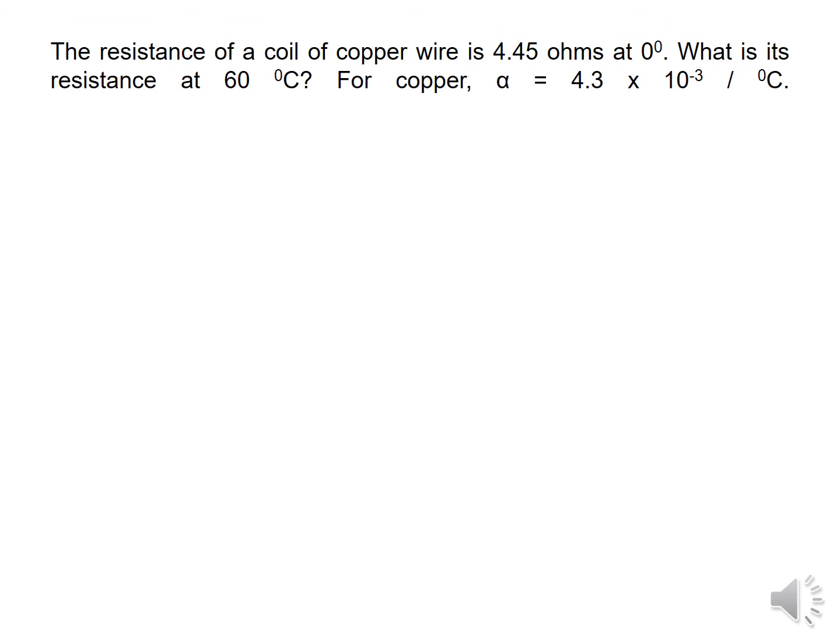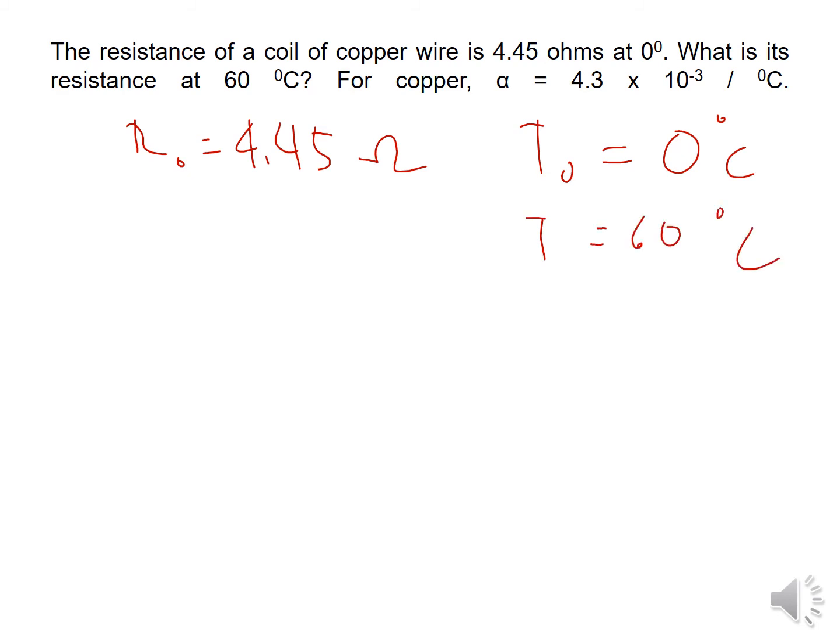So we have this problem. R is equal to R0, 4.45 ohms. And then the initial temperature is 0 degrees Celsius. So what is the resistance at 60 degrees? So the final temperature is 60 degrees Celsius. And then we have the temperature coefficient, which is alpha, 4.3 times 10 to the negative 3 per Celsius degree. Okay, so that's the given.